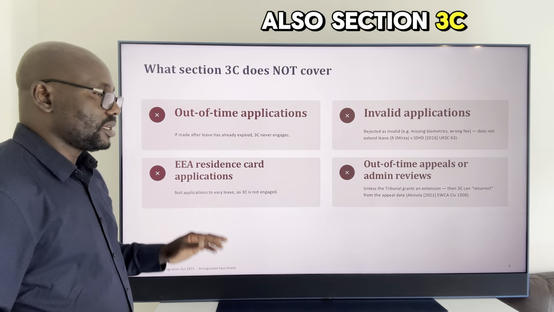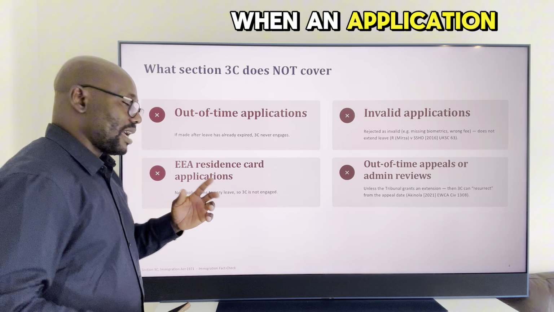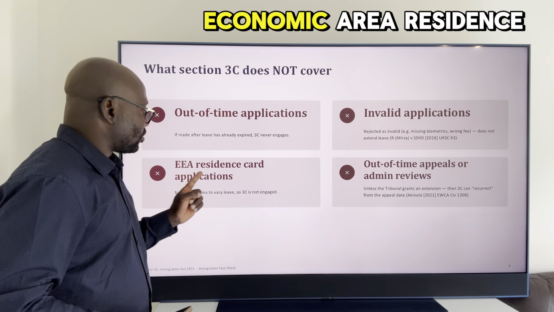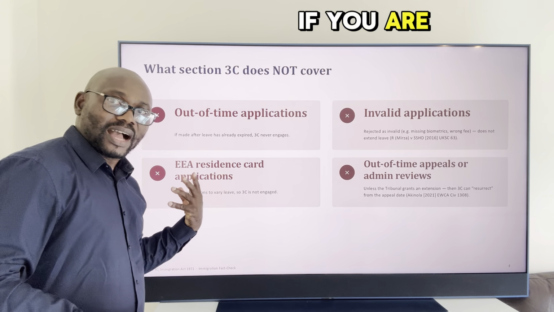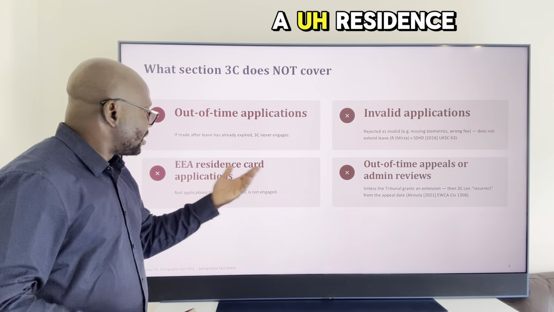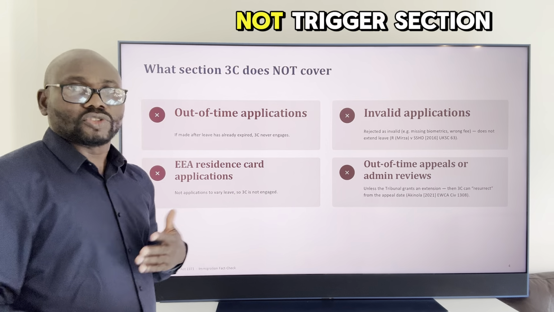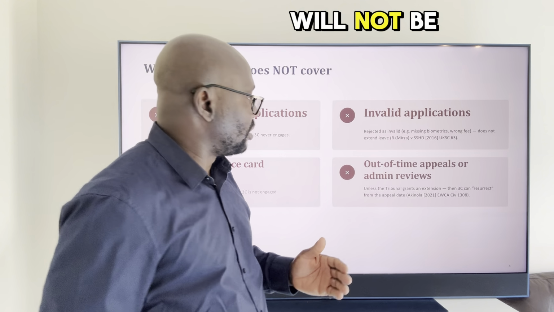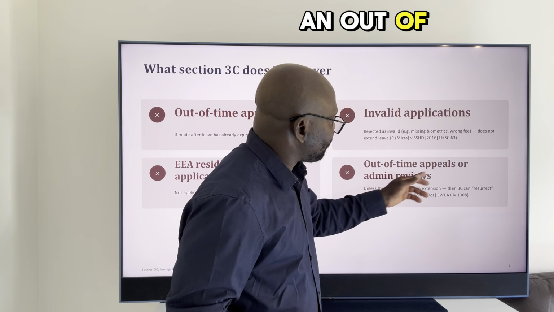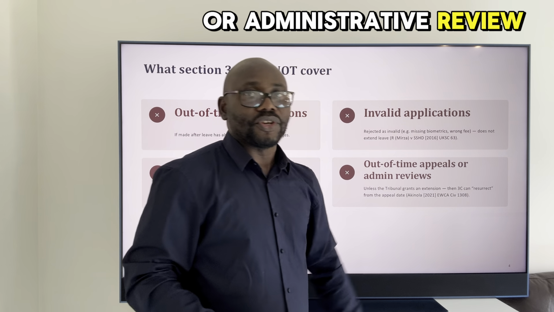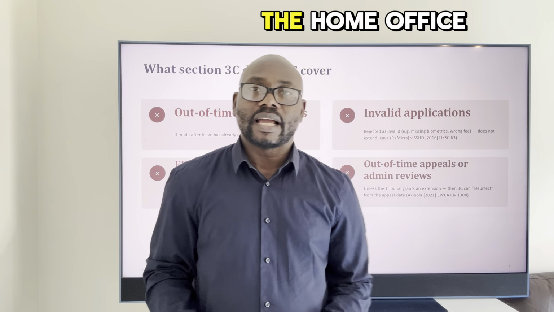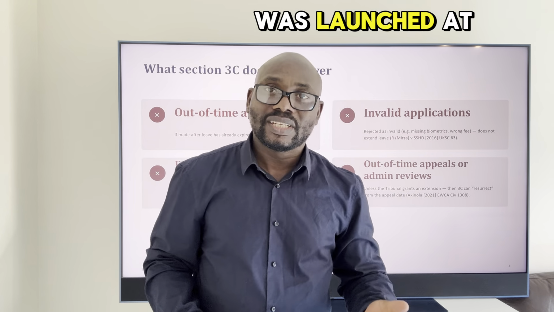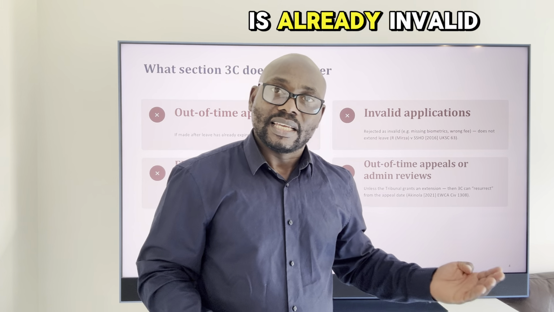Also, Section 3C cannot be triggered when an application is made while the applicant is on the European Economic Area Residence Card. If you are on the EEA residence card, applications made will not trigger Section 3C leave. And the last condition where Section 3C leave will not be triggered is when an out of time appeal or administrative review is launched against the Home Office, meaning that the administrative review or the appeal was launched at a time that is already invalid.